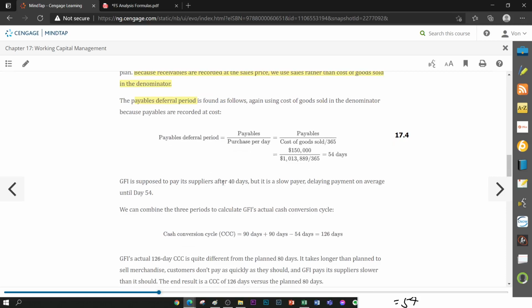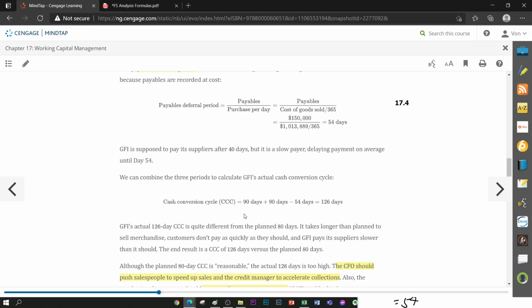Okay, so kompleto na yung kailangan nating figures doon sa ating computation ng cash conversion cycle. Tuloy lang natin yung pagbasa. GFI is supposed to pay its suppliers after 40 days, but it is a slow payer, delaying payment on average until day 54. Okay, we can combine the three periods to calculate GFI's actual cash conversion cycle.